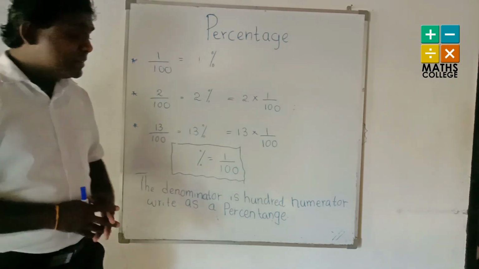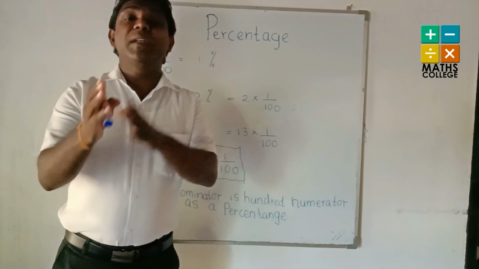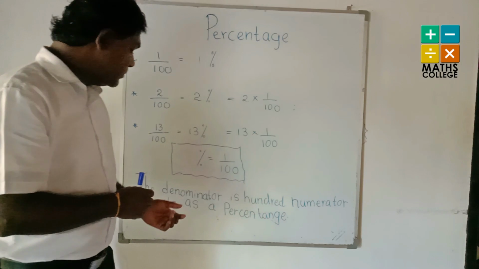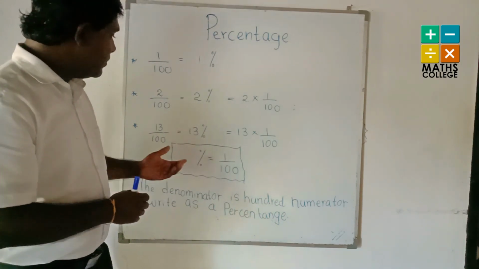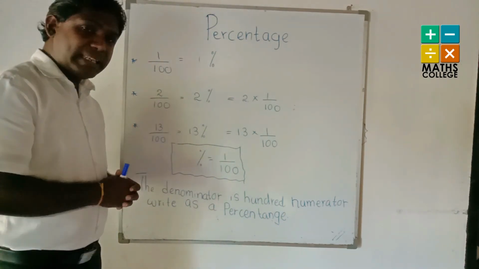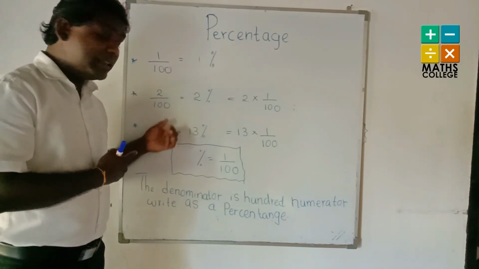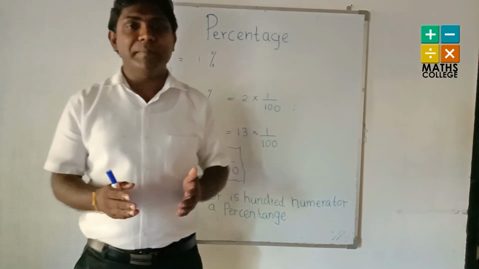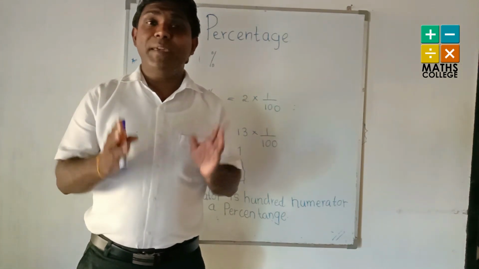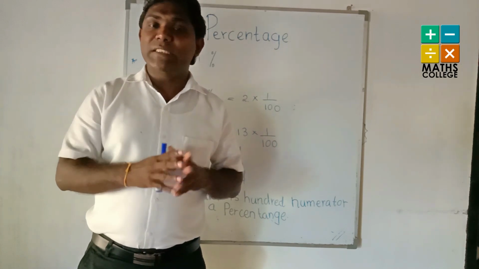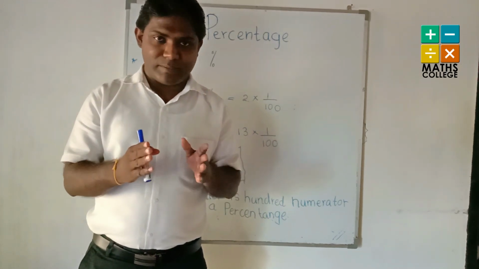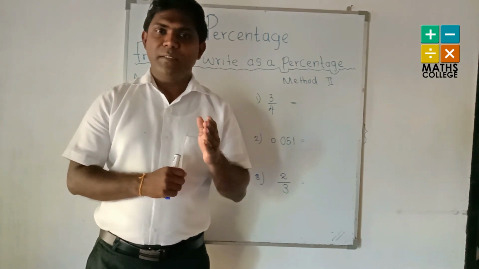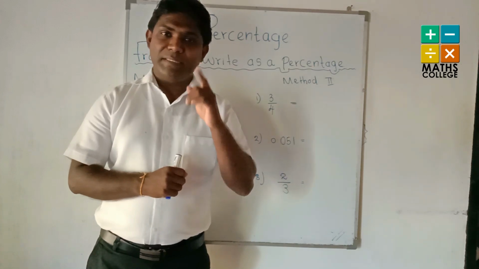The denominator is 100. The numerator we can call the percentage of the value. Okay, that means like this: 2 percentage because 100 is denominator, 13 percentage because 100 is denominator. Okay, next we can learn how to write a fraction as a percentage. Yes, we can observe how to write the fractions as a percentage.